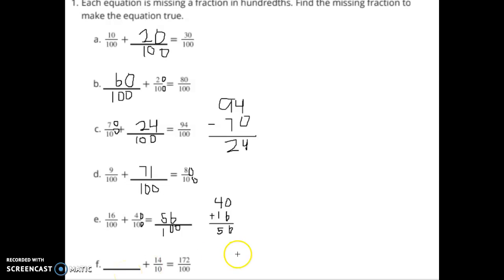And then the last one, we have 172 hundredths is equivalent or equal to what plus 14 tenths, or 140 hundredths. So I am going to take 172 and I'm going to subtract 140 to figure out how many more I need. 2 minus 0 is 2. 7 minus 4 is 3. And 1 minus 1 is 0. So I need 32 hundredths.